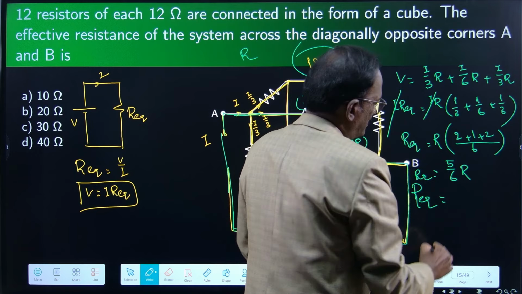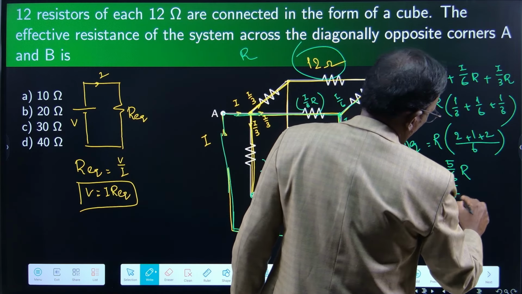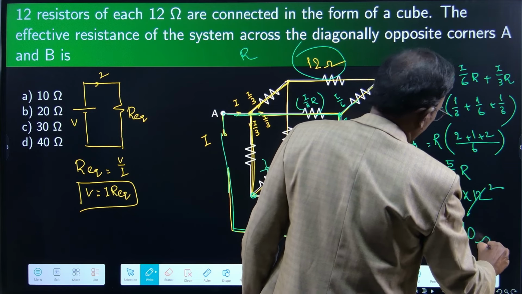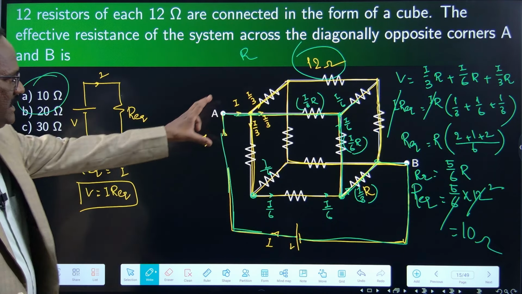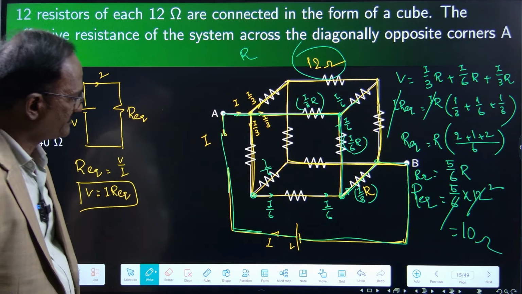R equivalent is equal to R value, which is given as 12 ohms. So 5 by 6 into 12, 2. So 10 ohm is the answer. The equivalent resistance value of this entire cube is just 10 ohms.